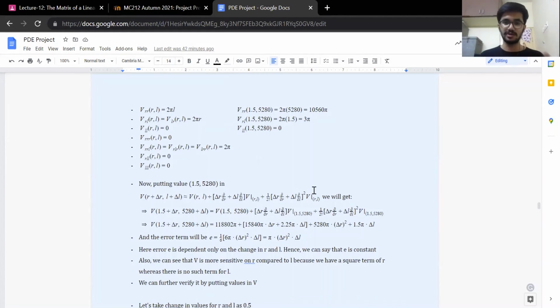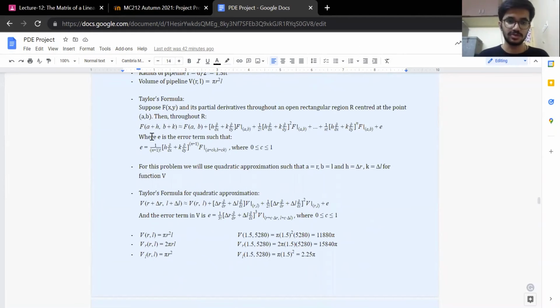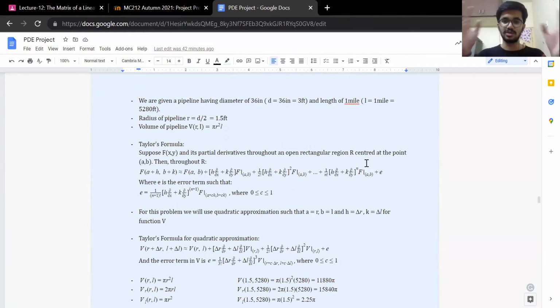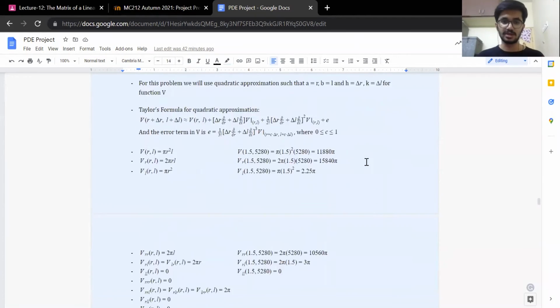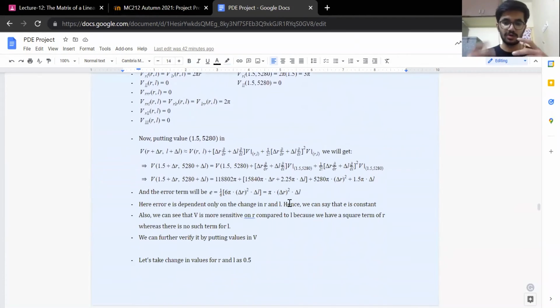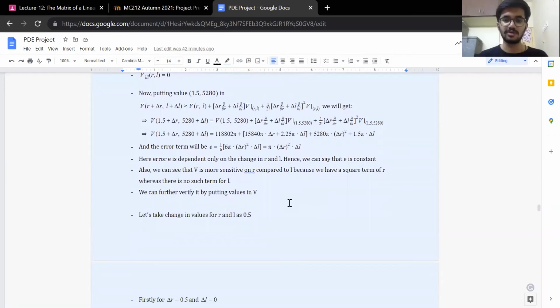We just assume it over the open rectangular region centered at the point (a, b). So here I consider it as the constant thing. So no need to worry about c, like c is between 0 and 1. So the main motto here is, we need to find the sensitivity, whether it's more sensitive to r or whether it's more sensitive to l.